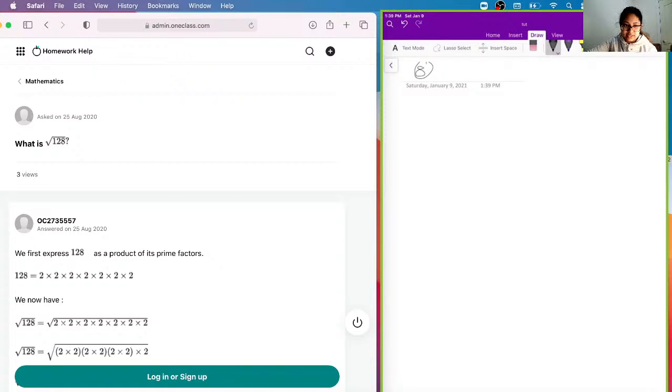Our next question says, what is the square root of 128? So we're trying to find out the square root of 128. Let's first express 128 as a product. So we have 128, and let's find a number that is a multiple of 128.